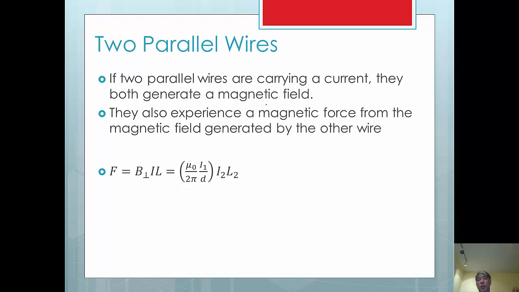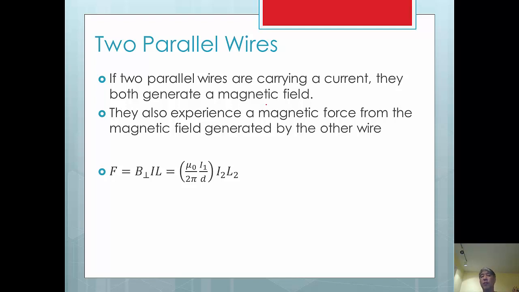The right one generates a magnetic field, the left one experiences a force. In fact, the forces on both of them create a Newton's third law pair. The force of wire 1 on wire 2 is going to be equal to the force of wire 2 on wire 1, equal but opposite.